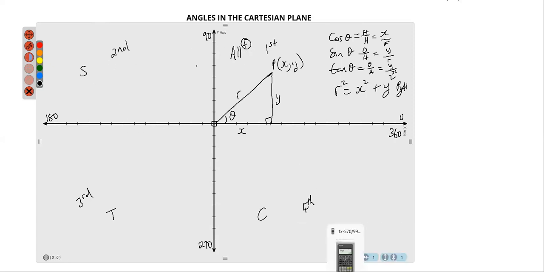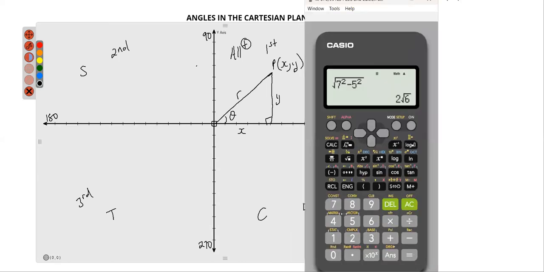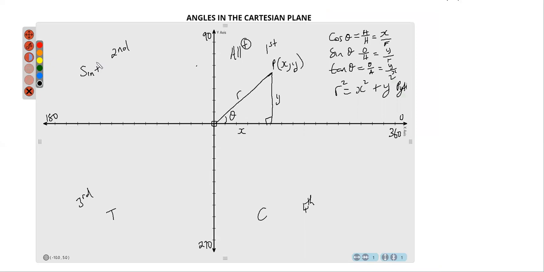If you punch in, for example, an angle of 60 or 40: sine 40, we get positive. Cos 40, we also get positive. Tan 40, you get a positive. But when it comes to the second quadrant, only sine is positive. Cos here is negative, and tan is also negative.